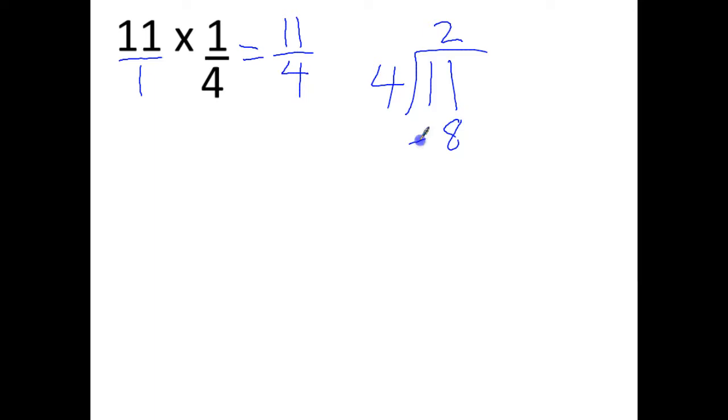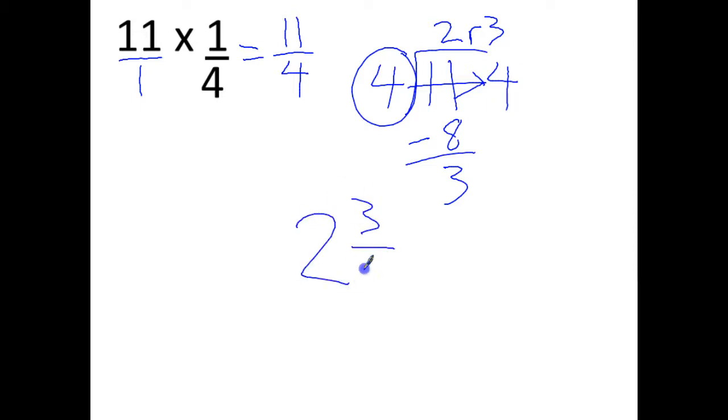2 times 4 is 8. When I subtract, I got 3 left over. So 2 remainder 3. Remember, that's coming over here. So my answer is big 2 and a 3 over 4. 2 and 3/4.